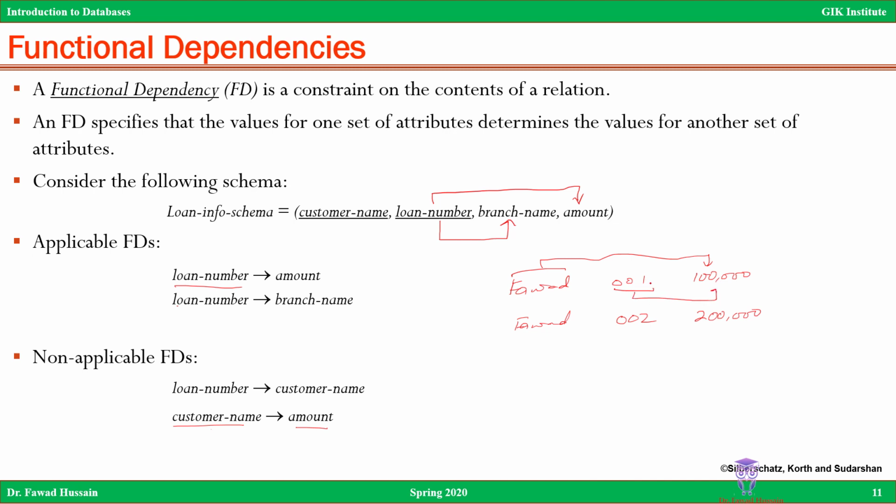So if you say what is the amount of loan taken by loan number 001, we have only one answer, which is 100,000. However, if I say what's the loan amount taken by this person, it can be this or it can be this. So I'm not sure whether you're talking about this or this. So that's why customer name is not a determinant of the amount, but loan number is a determinant of the amount. So not all possible dependencies are functional dependencies. A functional dependency means that the attribute on the right side can be determined by the attribute on the left side, just as we saw in this example.